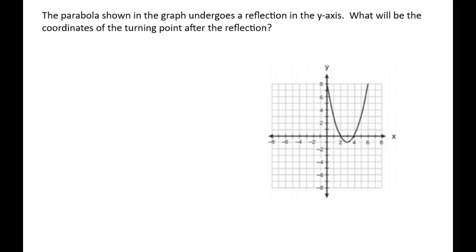In this example, the parabola shown in the graph undergoes a reflection in the y-axis. What will be the coordinates of the turning point after the reflection? So we're looking at the y-axis, we're reflecting it. That essentially creates a mirrored image. So we're taking this image and reflecting it across this axis. The turning point is going to refer to the vertex of this graph. That's where it changes from, in this case, decreasing to increasing. The vertex represents the turning point. So after this reflection across the y-axis, we want to determine what are the new coordinates for that turning point, that vertex.